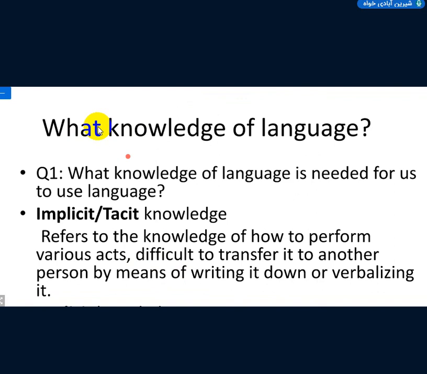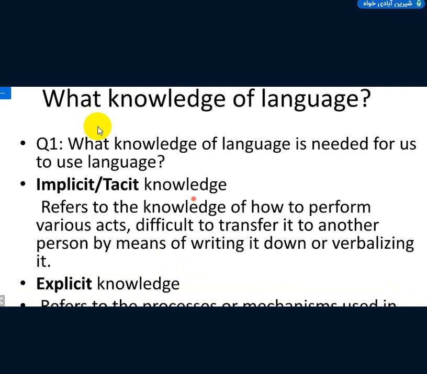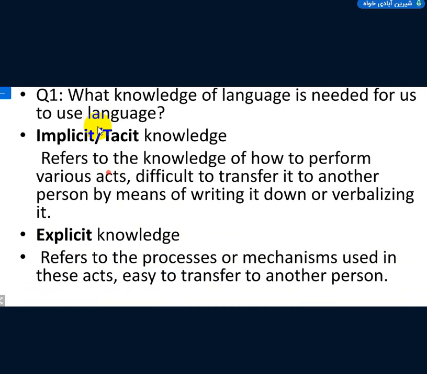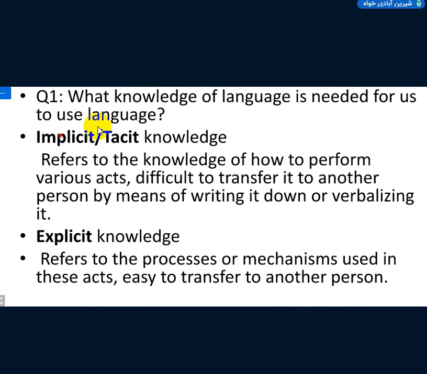So one major question: what knowledge of language is needed for us to use language? What do we need if we want to use language? What knowledge do we need? In fact, we have two types of knowledge. In linguistics, we say implicit and explicit knowledge. But in psychology, they use the term passive knowledge or implicit knowledge.